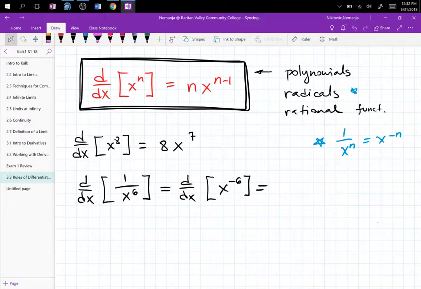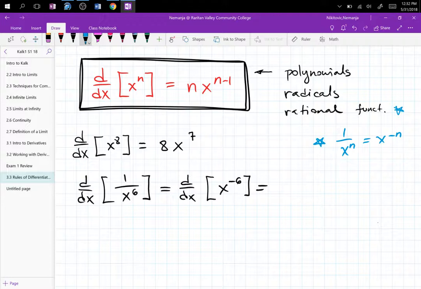No need for a different rule. Yes, the function is completely different. It's no longer a polynomial. It's now a rational function. Oh, wait, I was supposed to put the blue square over here. And then blue square, blue star, whatever it's called. And then radicals are different. So rational function is 1 over x to the 6.